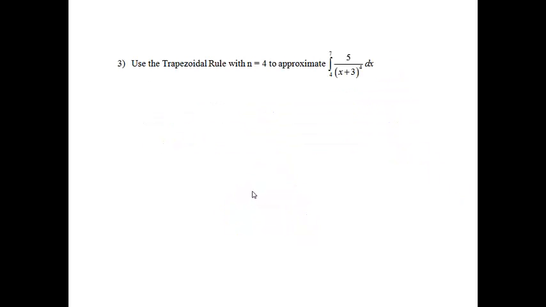Okay, number 3, use the trapezoidal rule with n equals 4 to approximate the integral from 4 to 7 of the curve 5 over x plus 3 to the 4th dx. All right, I'm going to start with making my chart. I know I need to go from 4 to 7, and I need 4 intervals. So to figure out what I should go by, I'm going to do 7 minus 4, which would give me 3. And I need to separate it into 4 different parts. So I'm going to go by 3/4, or actually 0.75, which is a little easier. So I'll have 4.75, 5.5, 6.25, and then 7.